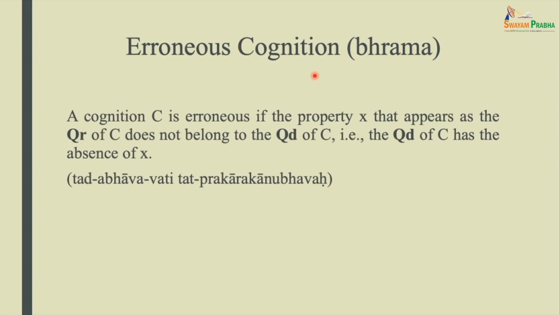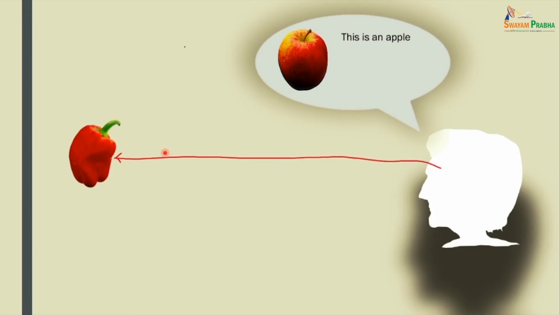Now, erroneous cognition or bhrama, an incorrect cognition, aprama. A cognition C is erroneous if the property X that appears as the qualifier of C does not belong to the qualificant of C. That is, the qualificant of C has the absence of X. It is once again understandable. Tad abhavavati tat prakaraka anubhavaha is aprama, right? It's an illusion. So this is an analysis of an illusion.